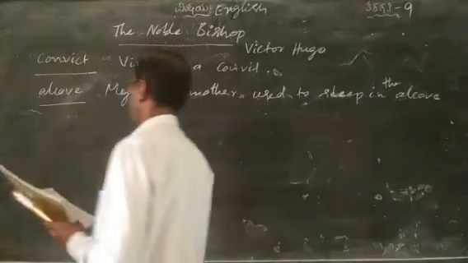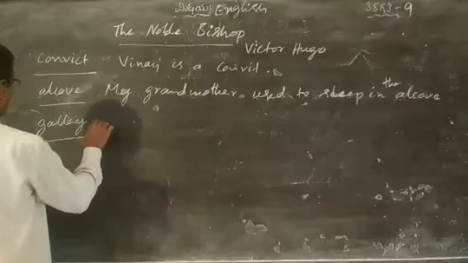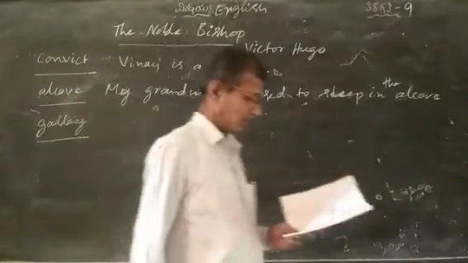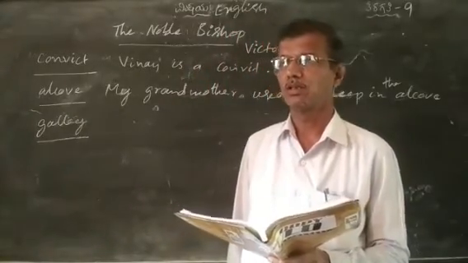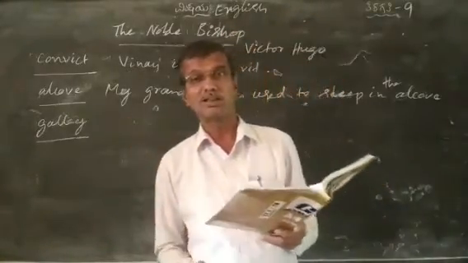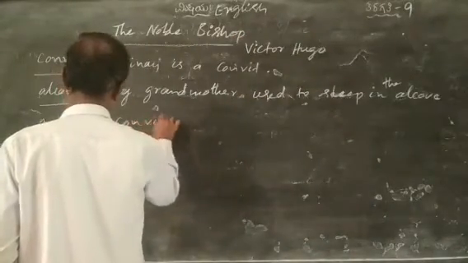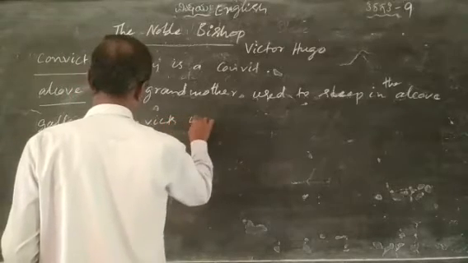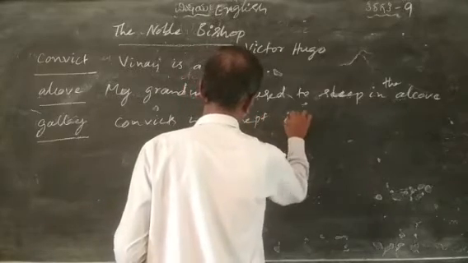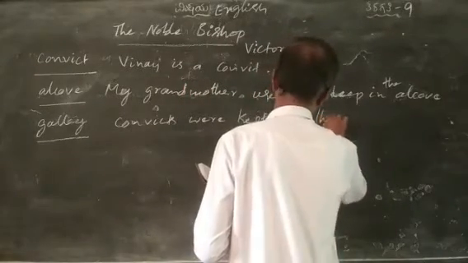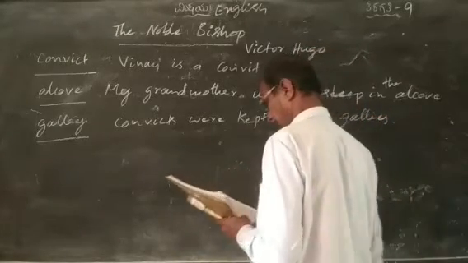Next one, galley. Galley: a ship usually rowed by prisoners. Convicts were kept in the galleys.